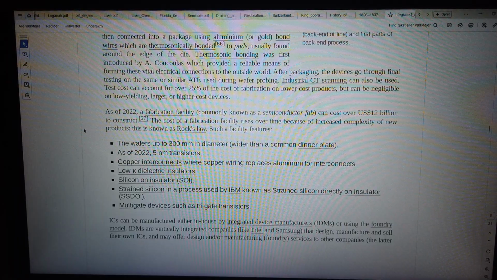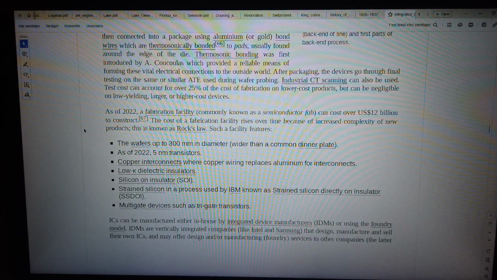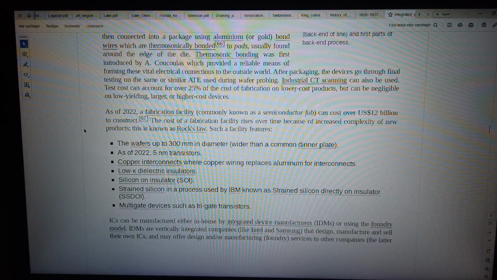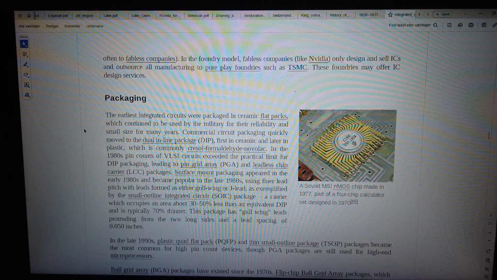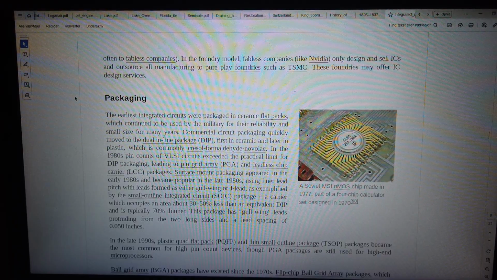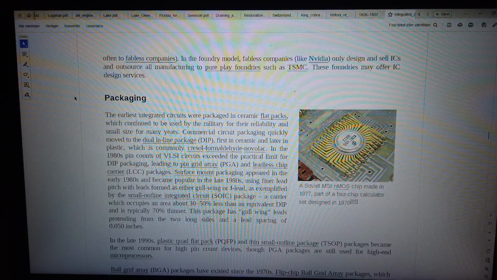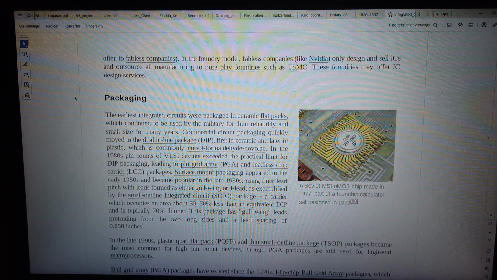ICs can be manufactured either in-house by integrated device manufacturers, IDMs, or using the foundry model. IDMs are vertically integrated companies, like Intel and Samsung, that design, manufacture and sell their own ICs, and may offer design and/or manufacturing, foundry, services to other companies, the latter often to fabless companies. In the foundry model, fabless companies, like Nvidia, only design and sell ICs and outsource all manufacturing to pure-play foundries such as TSMC. These foundries may offer IC design services.